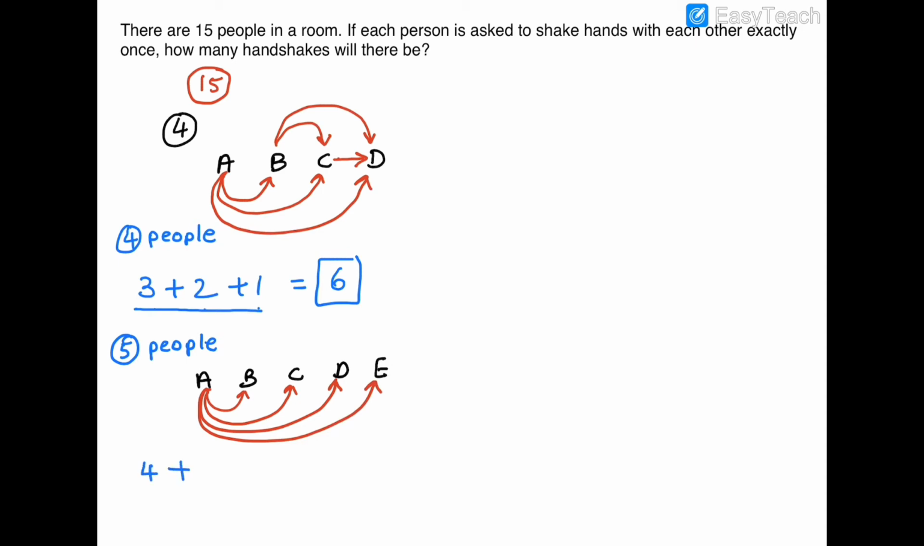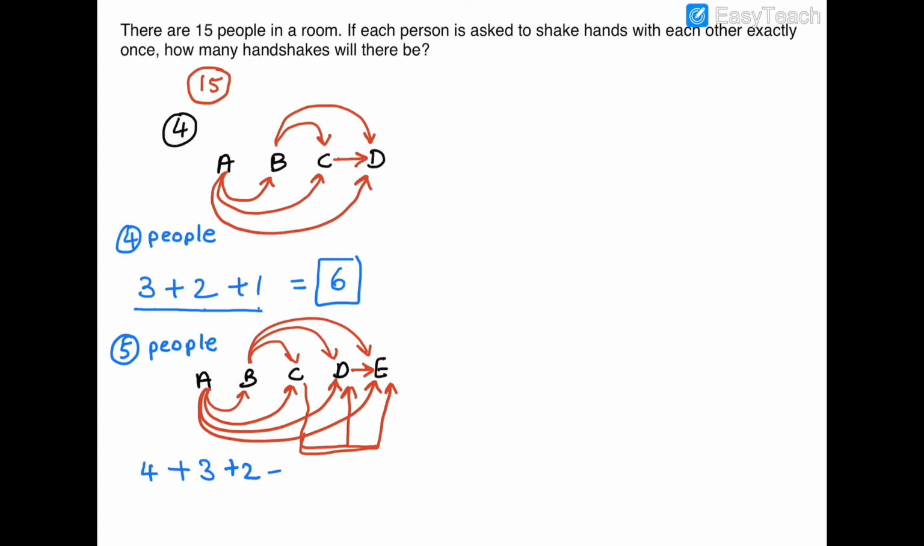Next, let's go to B, and B to C, B to D, and B to E. There are 3 handshakes. And now the remaining we have is C, D, and E. So let's make C shake hands with D, C shakes hands with E. That was 2 handshakes. And the last one will be D shaking hands with E, and that will be plus 1.